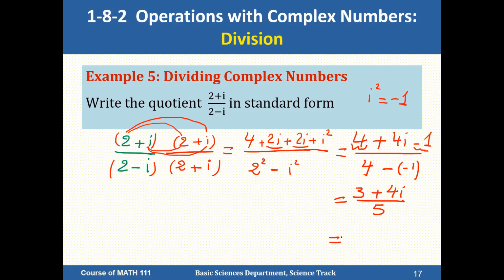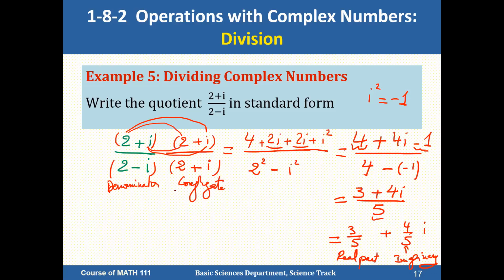To write it in standard form, we split the real part and the imaginary part, each one with the same denominator. The real part will be 3 over 5. This is the real part. And the imaginary part is 4 over 5 i. So this is the imaginary part. So this is the division of two complex numbers. To write it in standard form, we multiply the denominator by its conjugate. This is the idea.